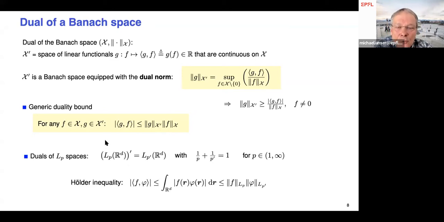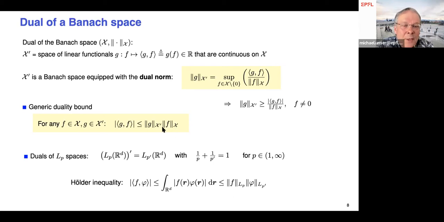Now to be concrete, for example, if X is one of the Lp spaces, you have a conjugate exponent p prime such that this is true, and these Lp primes are the duals of the Lp Banach spaces. In that case, this inequality reduces to the well-known Hölder inequality.